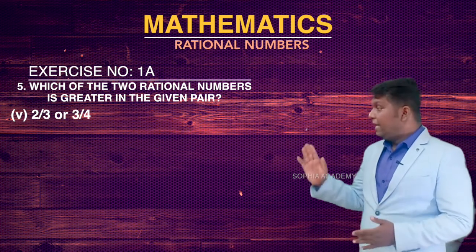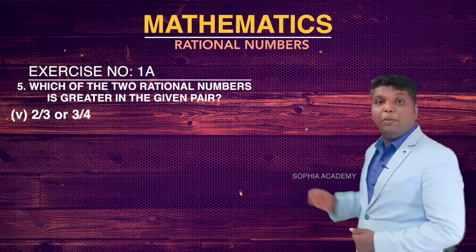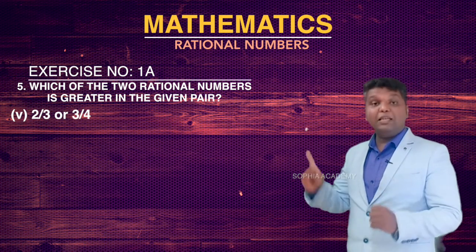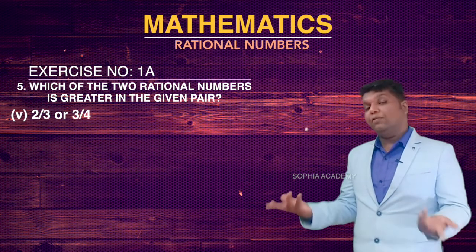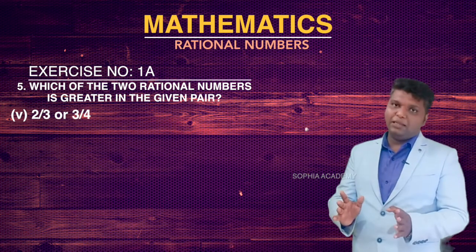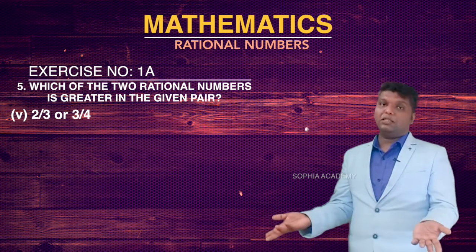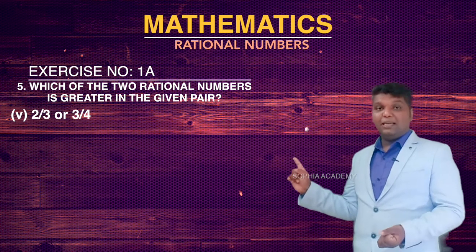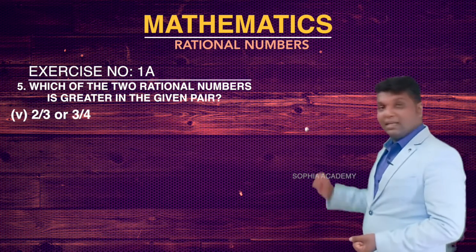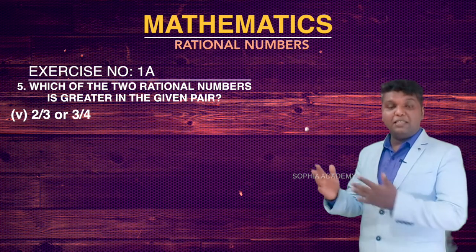How can we check? If the denominators of both of these rational numbers were the same, then it was very easy to just check the numerator part. The highest numerator will be the biggest number, and the smallest numerator will be the smallest number. But here you can see that the denominators are not equal. So it is not that easy to conclude which is bigger and which is smaller.